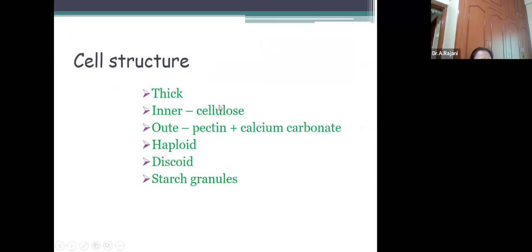See, the cell wall structure is very thick. There are two layers of cell wall: the inner layer is made up of cellulose, and the outer layer is made up of pectins and calcium carbonate.